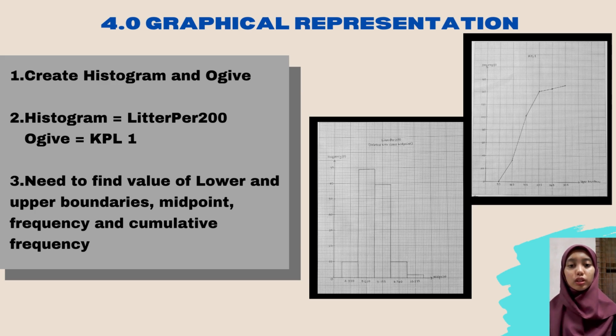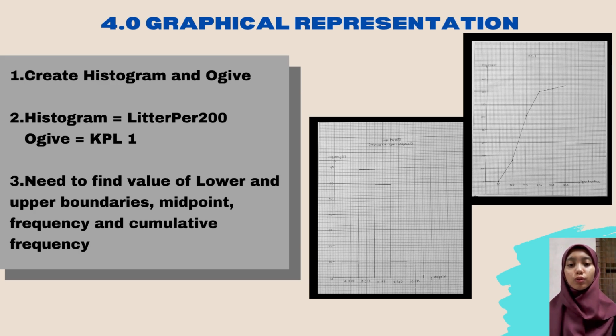Now I will continue the presentation about graphical representation. In this part, our group chose to create a histogram and ogive to show the data. The histogram refers to the frequency distribution of the dataset, and this histogram also refers to the liter per 200. While the ogive is a line graph that displays the cumulative frequency. It refers to KPL1.